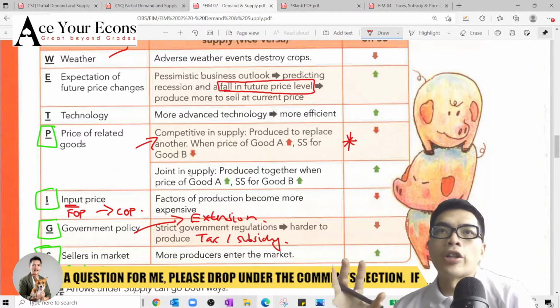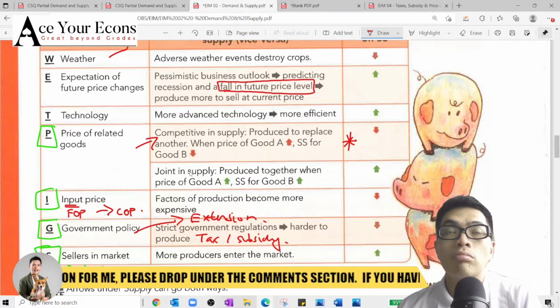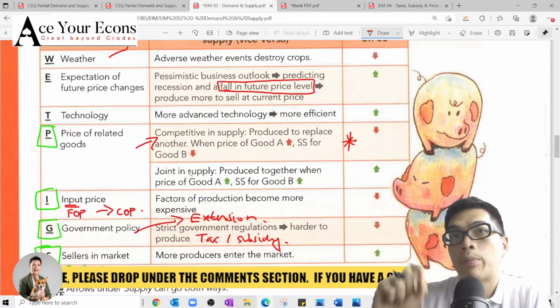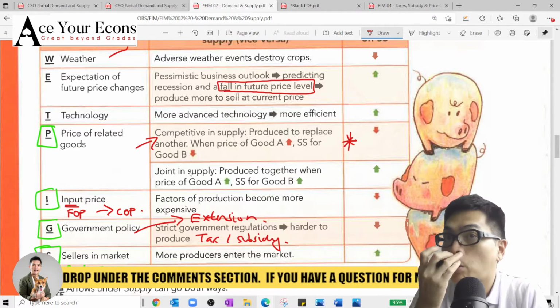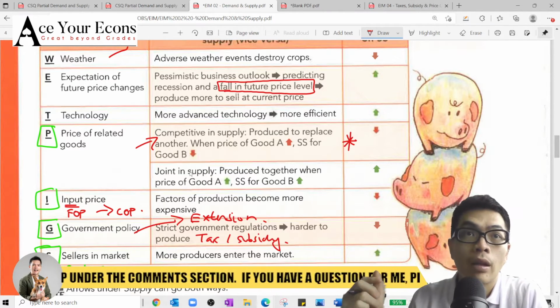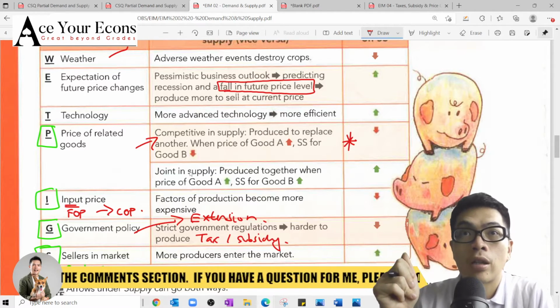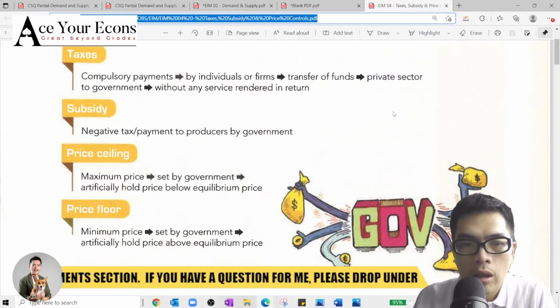So in a nutshell, a tax will drive up cost of production, and a subsidy will lower the cost of production. I will elaborate on these two in depth in time to come, so we'll slowly build our concepts towards there. Clear? So a tax will drive up cost of production, subsidy lower cost of production. I'm going to quickly illustrate.